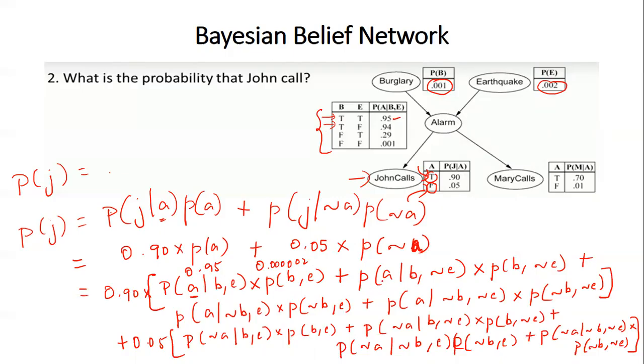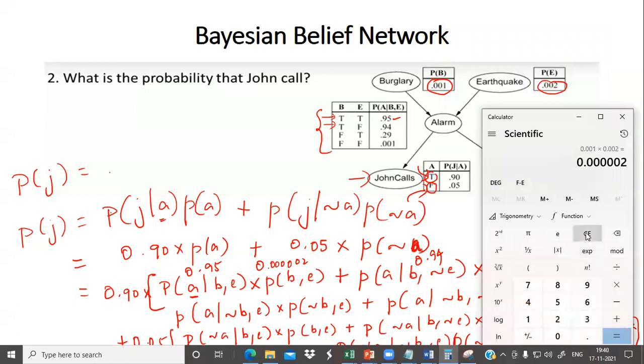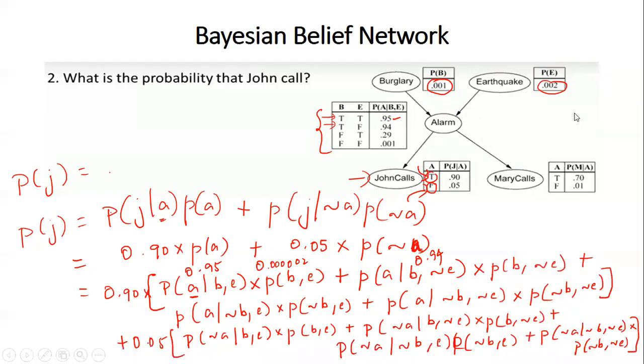Now, what's the probability of alarm given there is a burglary and no earthquake? 0.94. And what is the probability of having a burglary and no earthquake? First of all, no earthquake is nothing but 1 minus 0.002, which is 0.998, times 0.001, which is nothing but 0.000998, right?